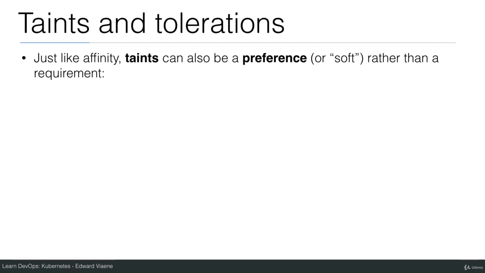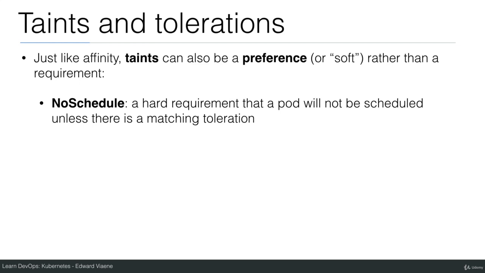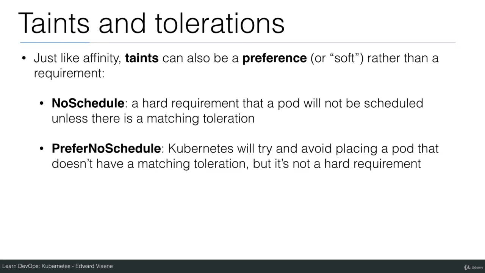Just like affinity, taints can also be a preference or soft rather than a requirement. NoSchedule is a hard requirement: a pod will not be scheduled unless there is a matching toleration. With PreferNoSchedule, Kubernetes will try to avoid placing a pod that doesn't have a matching toleration, but it's not a hard requirement. So it's exactly the same as with affinity, just the naming is a bit different.